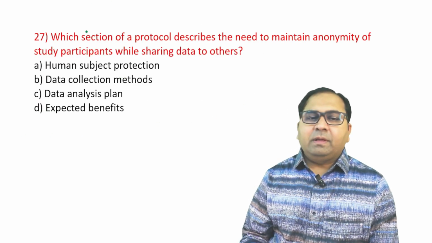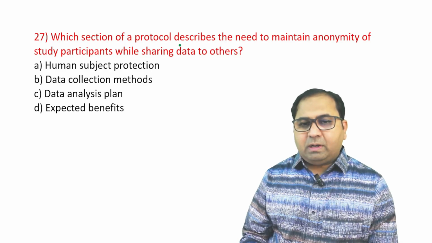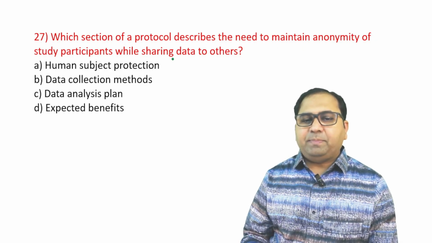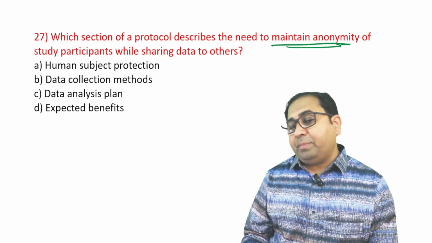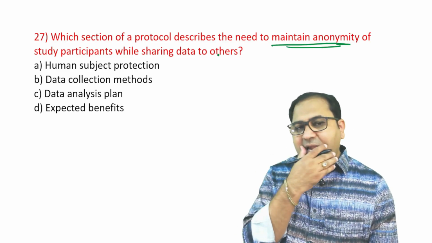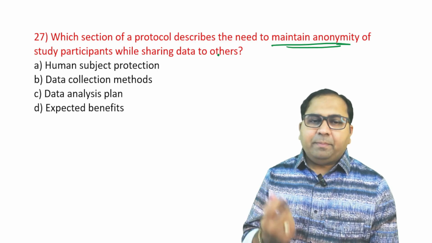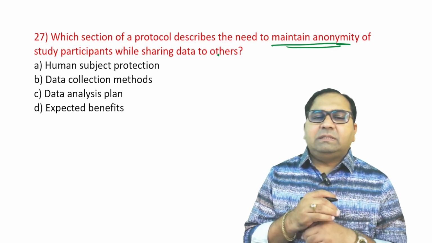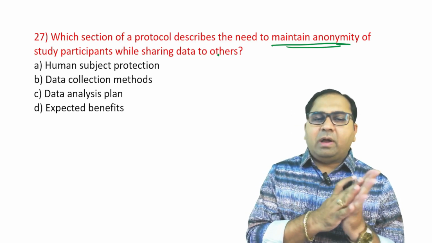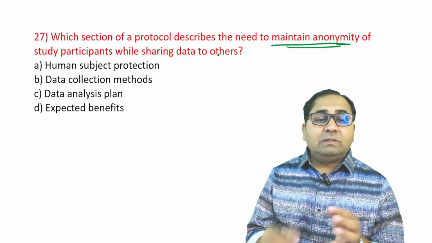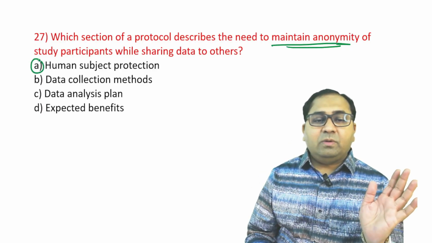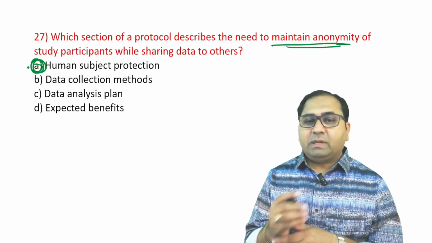Next question. Which section of a protocol describes the need to maintain anonymity of study participants while sharing data with others? You have to maintain the anonymity. So what are the options? A, human subject protection. B, data collection methods. C is data analysis plan. Or D, expected benefits. The answer is very simple. The answer is human subject protection.